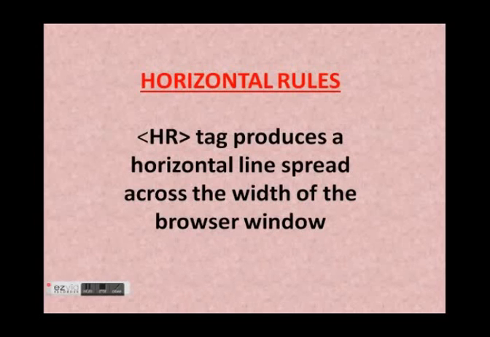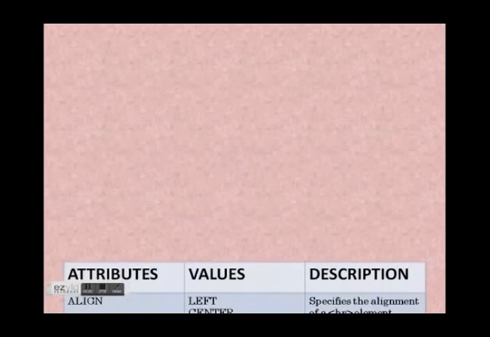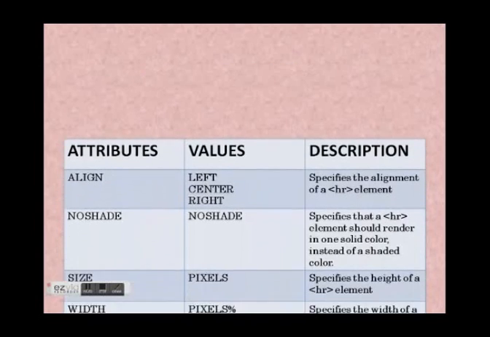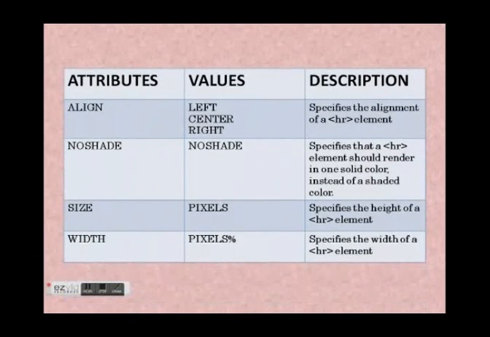Align. It has values left, center, right. Specify the alignment of an HR element. Noshade. Specify that an HR element should render in one solid color instead of a shaded color. So it gives a 2D effect.